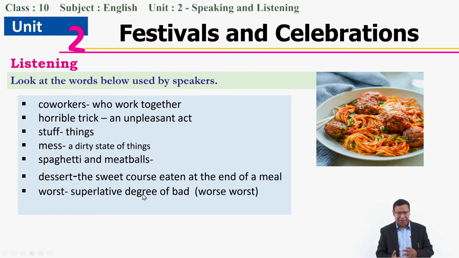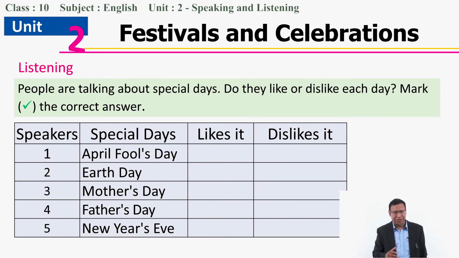So when we are using the adjectives, we say bad, worse, worst, all right? That's what you have to remember here. Then terrible is horrible, okay? Horrible is unpleasant, and unpleasant is not good, all right? Similarly, you can remember the words. Now, before you listen to the audio for the second time, please remember these words and these special days. There are 5 speakers talking about these special days, and you have to understand whether they like these days or dislike them. Now let's play the cassette for the second time.